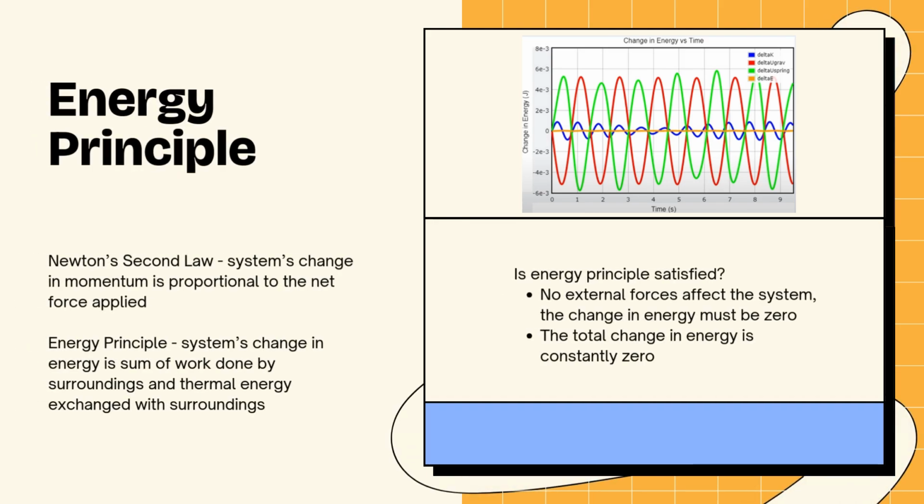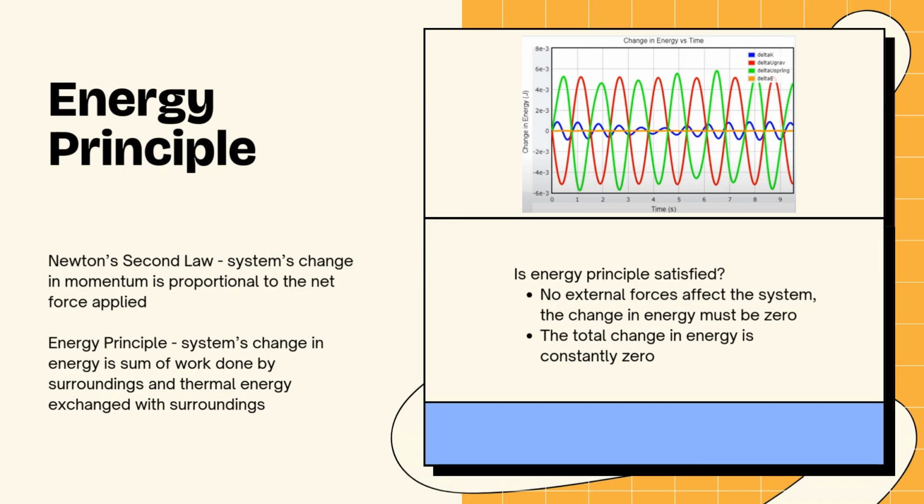And then here we're going to talk about the energy principle and Newton's second law of motion. So Newton's second law states that the system's change in momentum is proportional to the net force applied, and the energy principle is basically that the system's change in energy is a sum of work done by surroundings and thermal energy transfer with the surroundings.